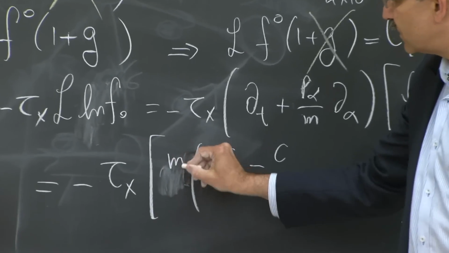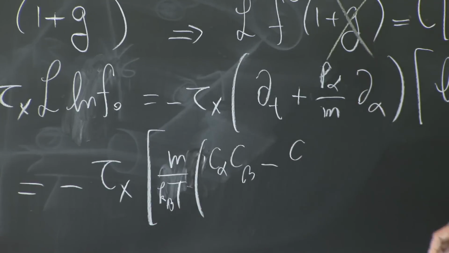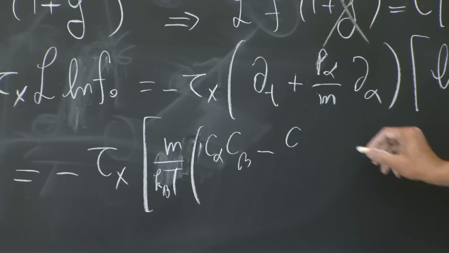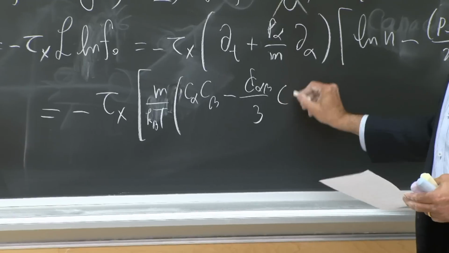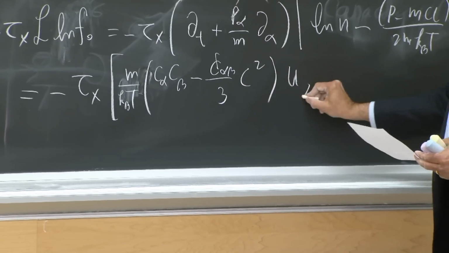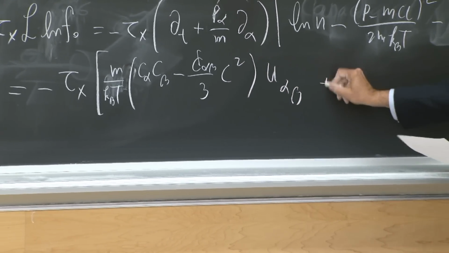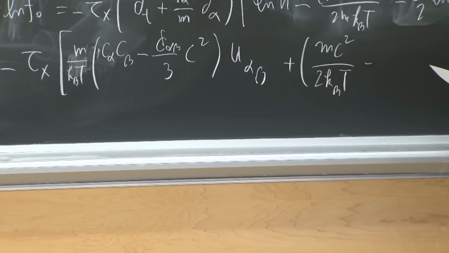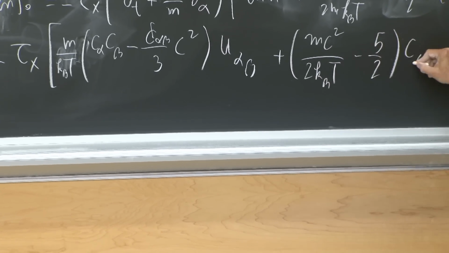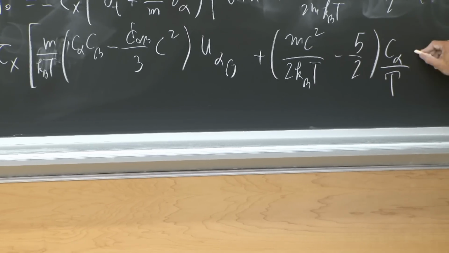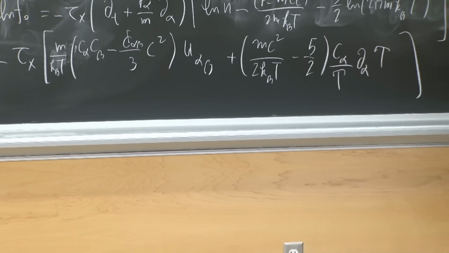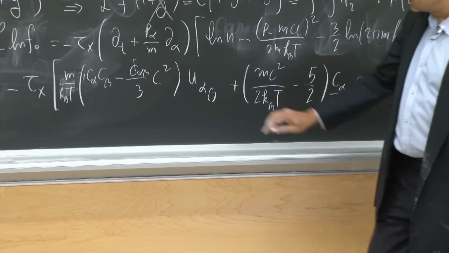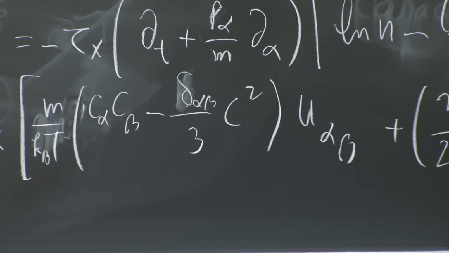It is m over kT, c_alpha c_beta minus delta_alpha beta over 3 c squared, u_alpha beta, and then m c squared over 2kT minus 5/2, c_alpha over T, the derivative alpha of T. Okay? Yes? Sorry, what's the thing next to the c squared something alpha beta? Delta alpha beta. Sorry. Okay?